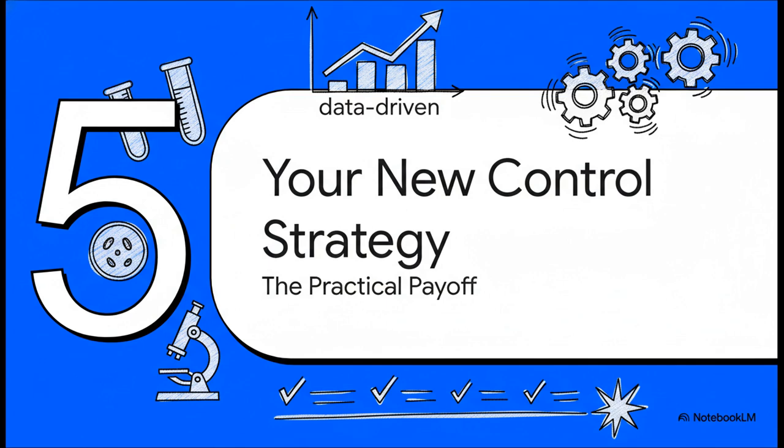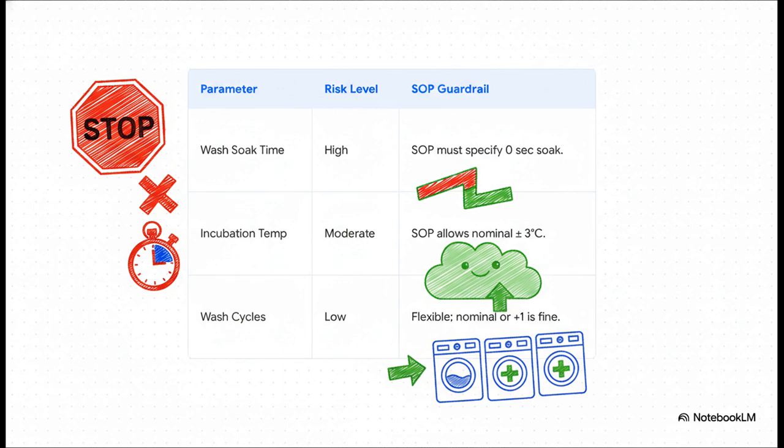Okay, so all of this work leads to the big payoff, a clear data-driven control strategy. This is the thing that transforms all that experimental effort into everyday, reliable results. And this table is a perfect illustration of what that looks like in practice. Your DOE might tell you that wash-soak time is a high-risk parameter. The result? Your SOP gets a strict guardrail, 0-second soak time, period. But it might also show that adding an extra wash cycle is actually low risk, which gives your operators some flexibility. It's all about being strict where you have to be and flexible where you can be.